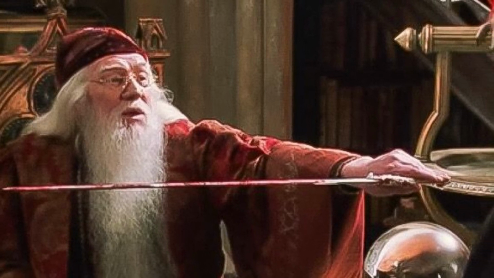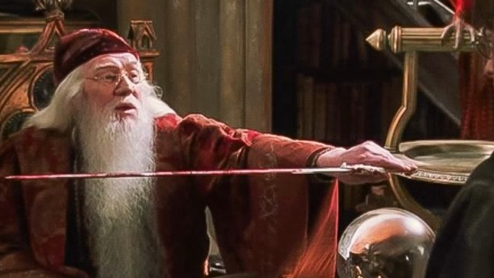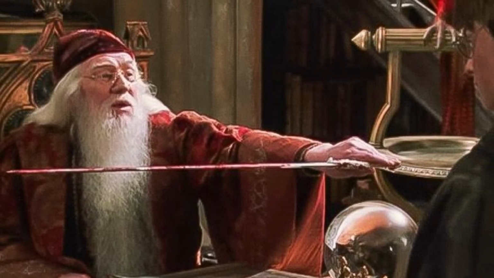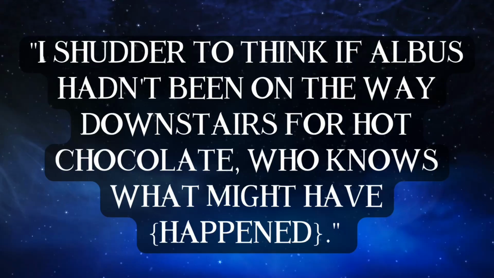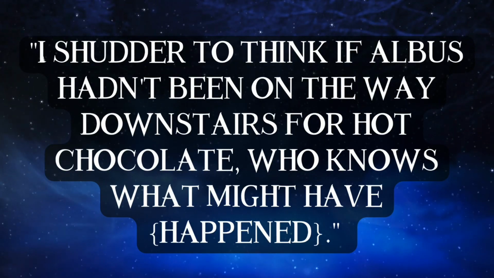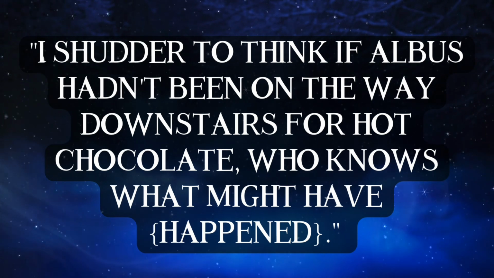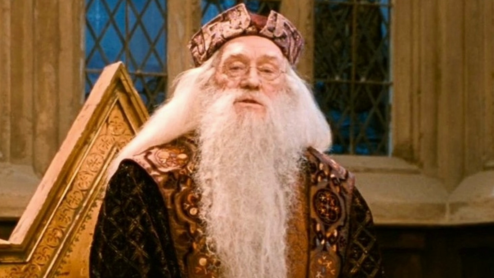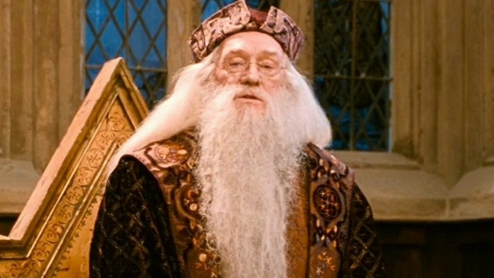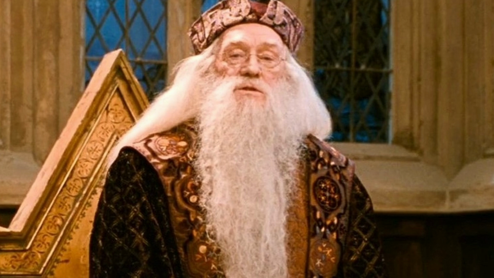The reason behind this thought is when Colin Creevey is found petrified, Dumbledore tells Madam Pomfrey that McGonagall found him on the stairs. But McGonagall will go on to say, "I shudder to think if Albus hadn't been there on the way downstairs for hot chocolate, who knows what might have happened." This makes it sound like Dumbledore was there first. Dumbledore may have protected each person to make sure they didn't die, while also figuring out how everything was playing out.